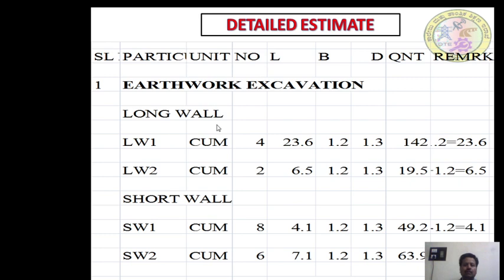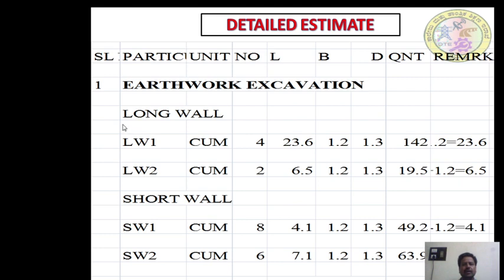In the long wall method, the total center to center length plus the breadth of the footing or excavation width. And the short wall is the center to center length minus the breadth of the footing. So first consider CLW1. The detailed estimate has columns of serial number, particulars, unit, numbers, length, breadth, depth, quantity, and remark.